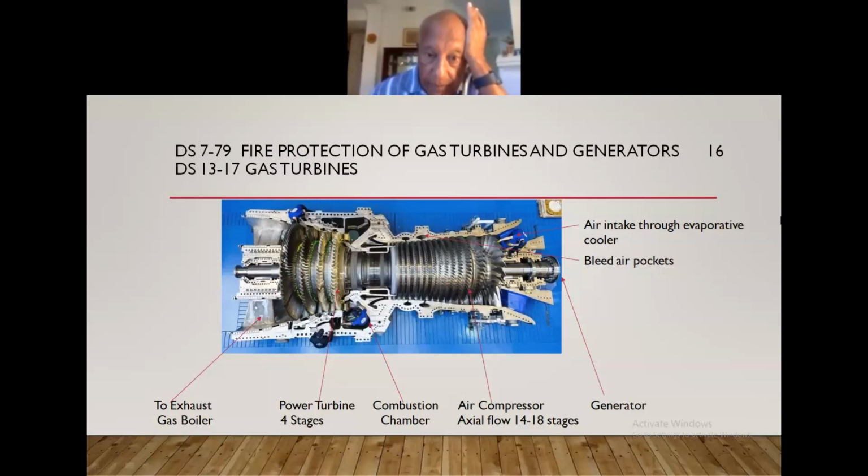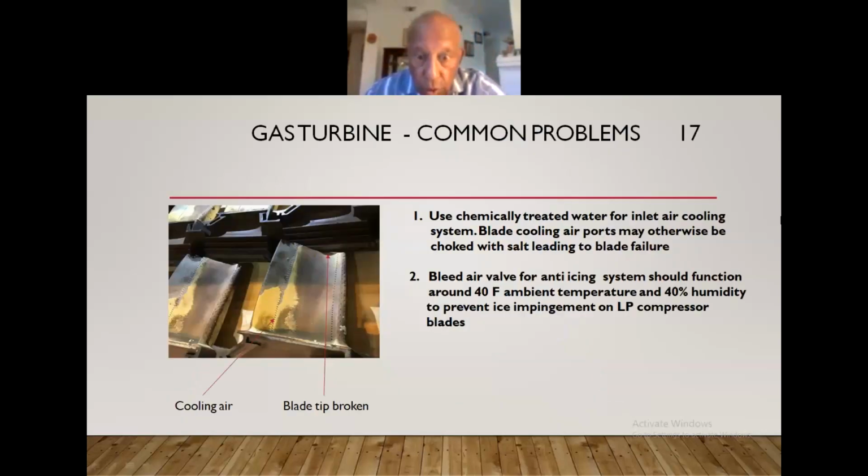Go to the next slide, please. So one of the bleed air valves feeds hot air back, recirculating it into the air intake system, and that's called an anti-icing system, which destroys the ice particles. This system should operate when the ambient temperature is 40 degrees Fahrenheit and the humidity is 40%. And sometimes we have seen plants don't understand the problem, particularly in desert areas, and shut the system down and cause erosion to the compressor plates. The other hazards are very well explained in the standards, and I don't have the time to go there. Go to the next slide, please.